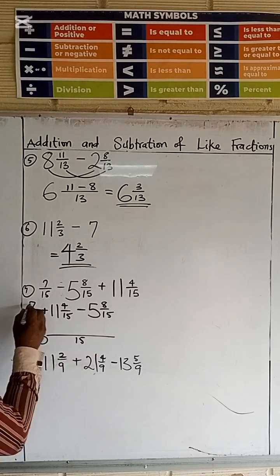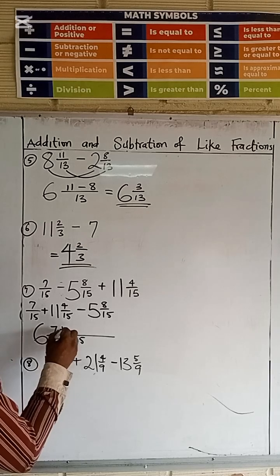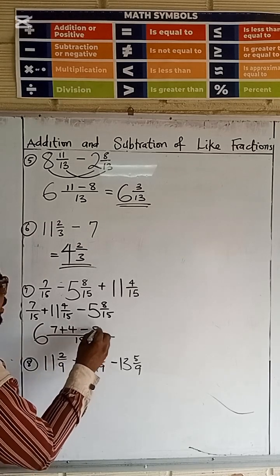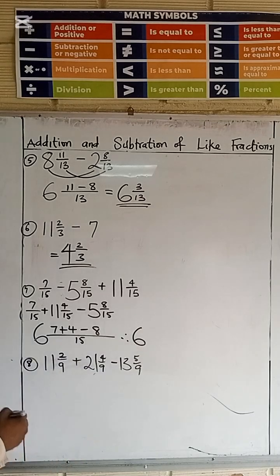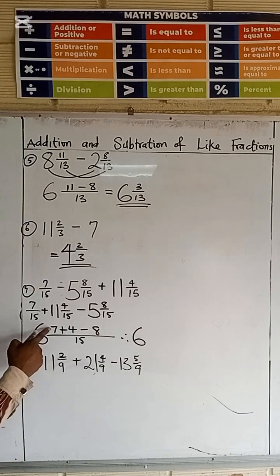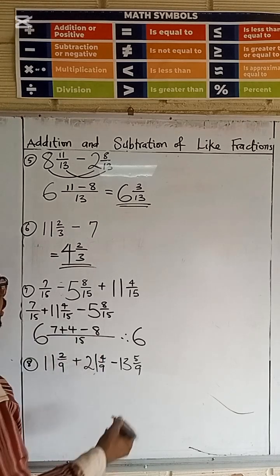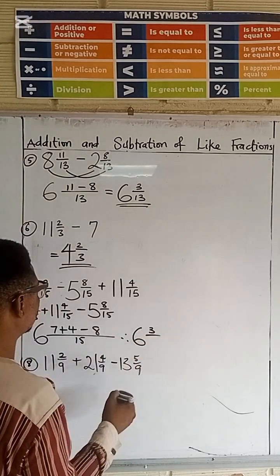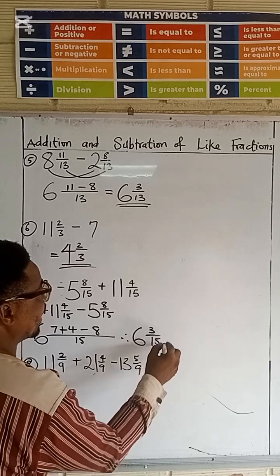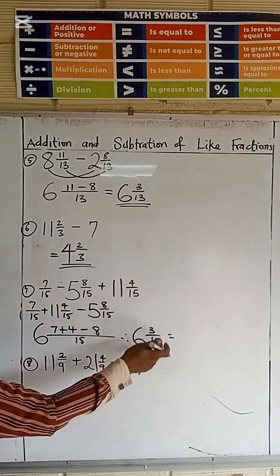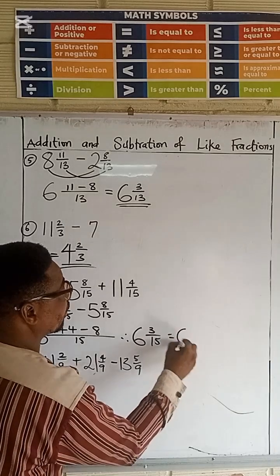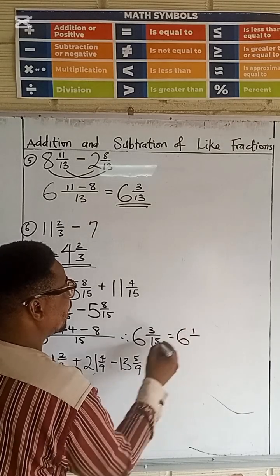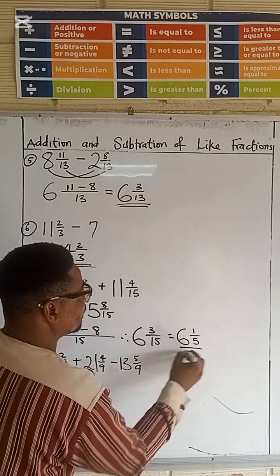So now we take all the numerators up here. 7 plus 4 minus 8. And therefore our answer is staring at us already. Now we have 6 whole number. Yes, 4 plus 7 will give us 11. 11 minus 8 will give us 3. 3 over 15. And you can still go back to reduce this one since 3 can divide 15. So we have 6 whole number, 3 goes in 3 once, and 3 goes in 15, 5 times. So this is the final answer.